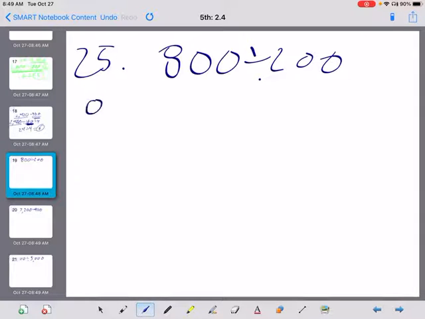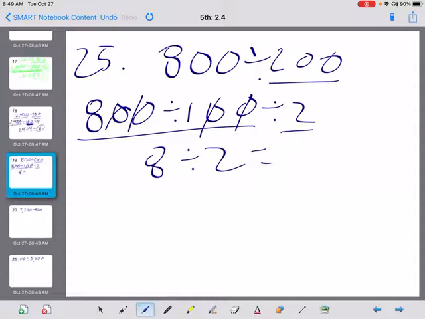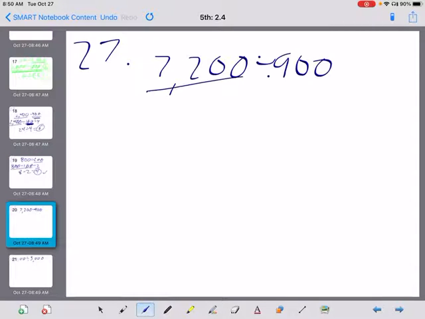And we're back. So we've got 800 divided by, I'm going to break this up into 100 and 2. 800 divided by 100, those cancel each other out. And I get 8 divided by what's left, 2. 8 divided by 2 is 4. Boom. Pretty simple, right? All right, let's do that next one, 7,200.